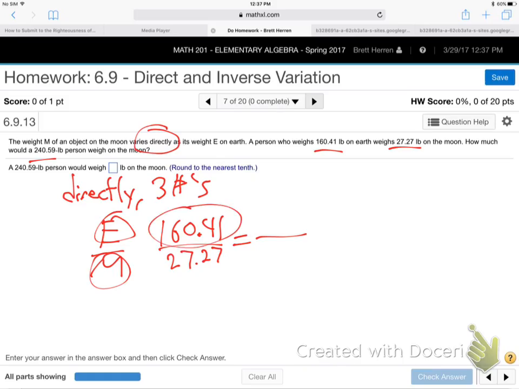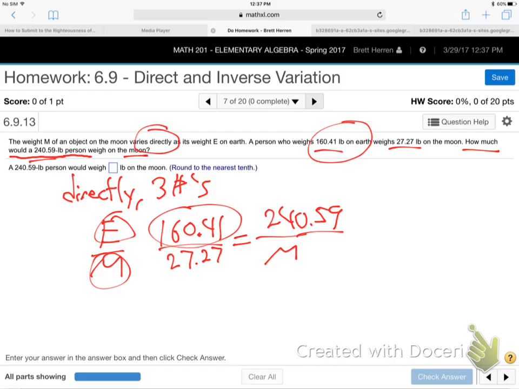At least in my setup I did, right? The 160.41 is Earth. The way it says in the statement. And what does it say? How much would a 240.59 pound person weigh on the moon? They're asking me the moon weight. So this is an Earth number, isn't it? So it goes on the top. Does that make sense? If they're asking me for moon, the 240.59 must be Earth. Everybody see that? See how I knew that?